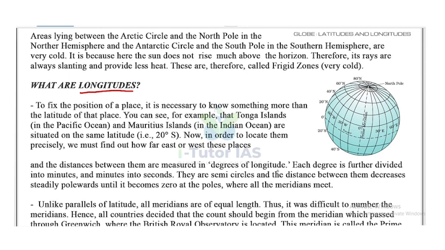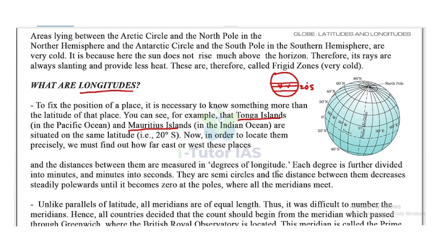Okay, so look at this picture. This is equator and this is 20 degrees south latitude. So both Mauritius Island and Tonga Islands are situated in the same latitude. So it's very difficult to find this place. So we must find out how far east or west of this place.